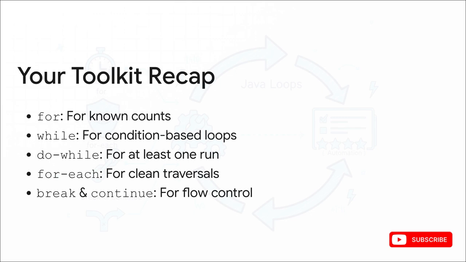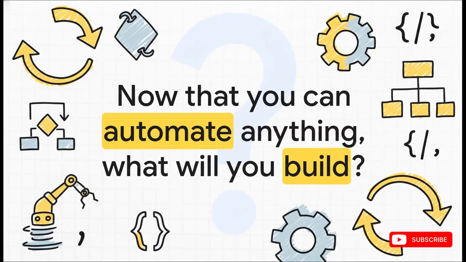You know, once you really master loops, you're not just writing code anymore. You're building smart, efficient automation machines. They are truly one of the absolute cornerstones of programming. So now that you have the power to automate just about anything, what are you going to build?